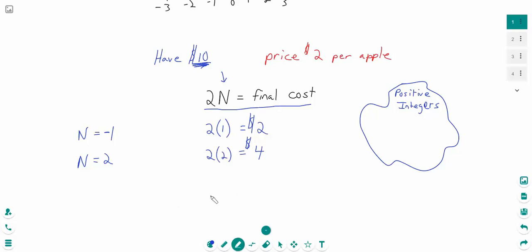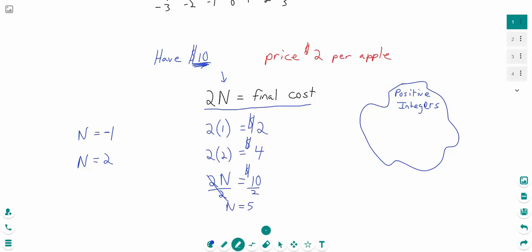So what's the maximum number of apples that would be an acceptable solution for our equation here? Well, we know that the maximum cost has to be $10. So we can plug that in, and our equation is 2 times n. What would n have to be in order for the final cost to be $10? We can solve by dividing both sides by 2, and we end up with n equal to 5. So the most apples that we could buy would be 5 apples.